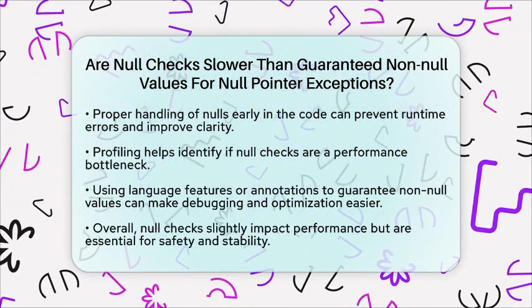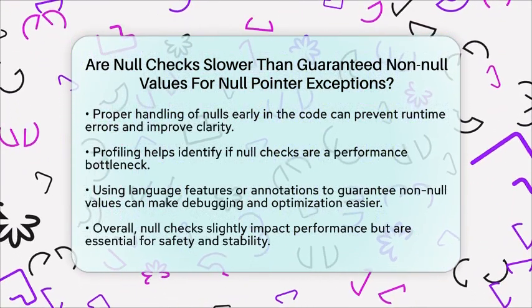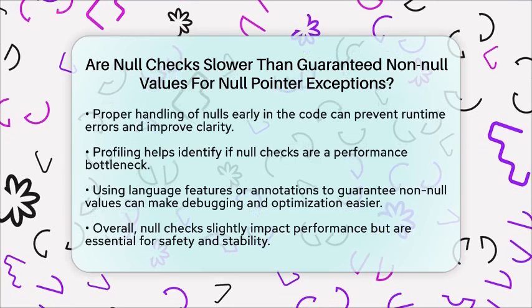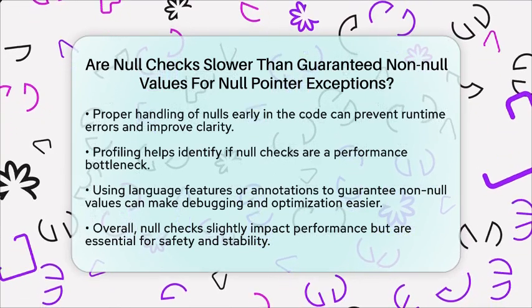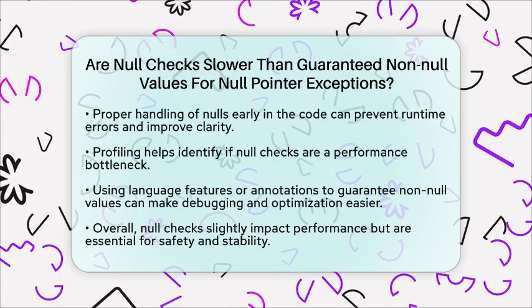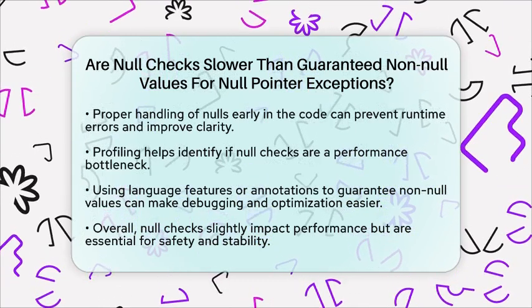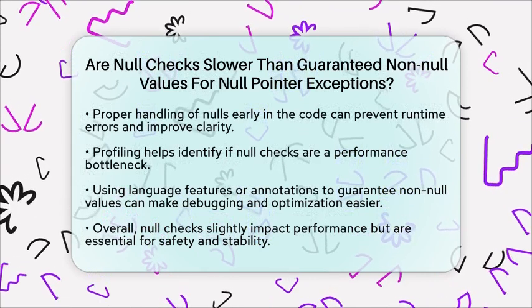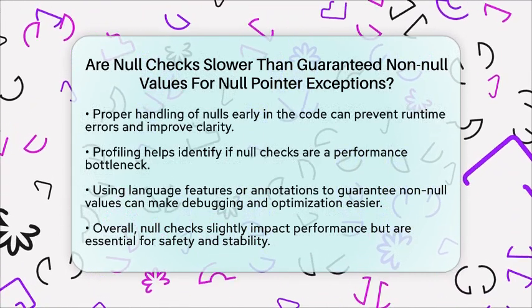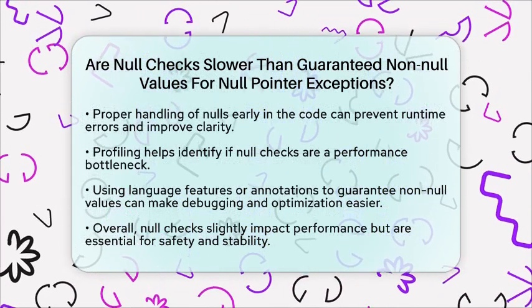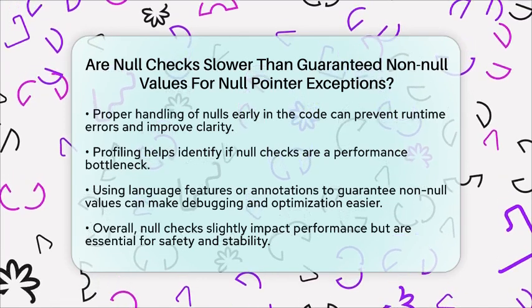Also, consider profiling your code to see if null checks are a bottleneck. If they are, refactoring to reduce nullability can help. In summary, null checks do slow down your program a little compared to guaranteed non-null values. But they are important safety measures. Using language tools to guarantee non-null values can help your code run faster and be easier to debug.